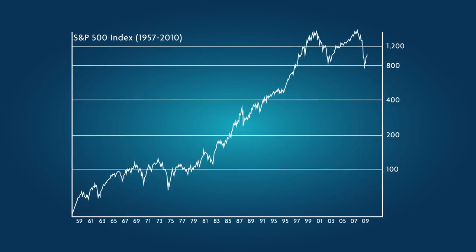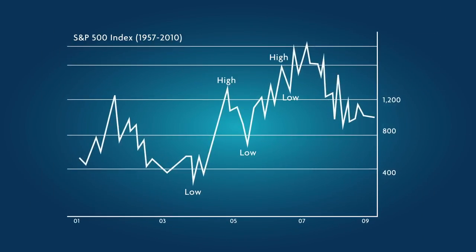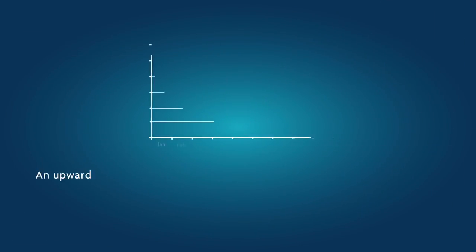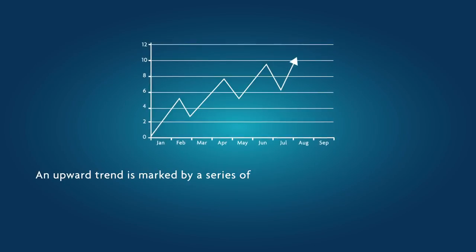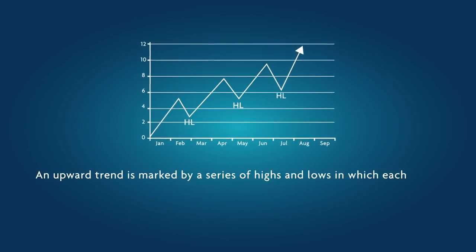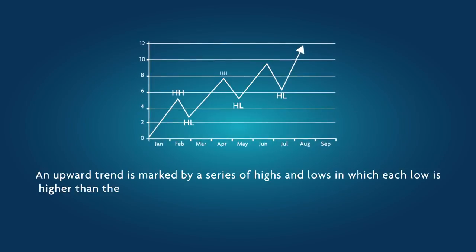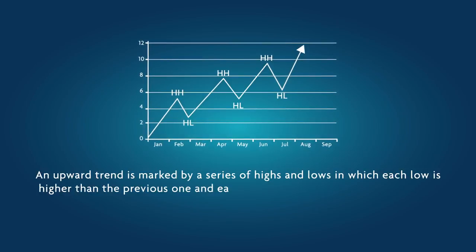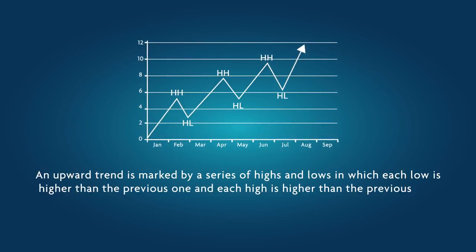The trend is the direction that a single stock, or the market, that is, the S&P 500 index, is taking. Because the market, like a meandering river, never moves in a straight line, but always zigzags, the trend is structured from a series of highs and lows. An upward trend is marked by a series of highs and lows in which each low is nonetheless higher than the previous one, and each high is higher than the previous one. This series is defined by higher highs and higher lows.